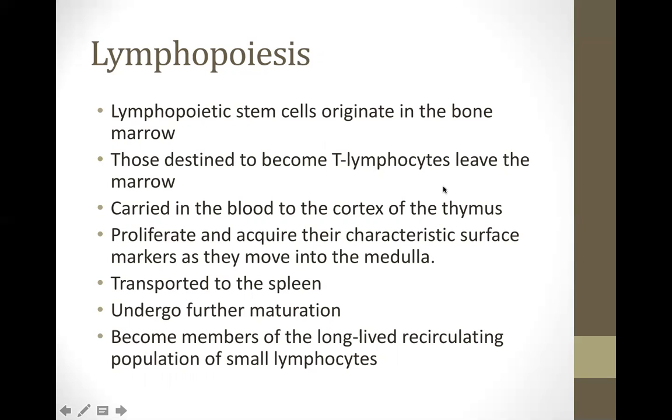Okay? In the thymus, they proliferate and they acquire the characteristic surface markers as they move in the thymic medulla. No? They are transported to the spleen. They undergo further maturation and they become members of your long-lived recirculating population of small lymphocytes. So, in short, from the bone marrow, itong T lymphocyte lang, not B lymphocyte, will first go to thymus, then will be transported to the spleen for maturation. At sila na po ang nagko-comprise ng T lymphocytes. Okay?